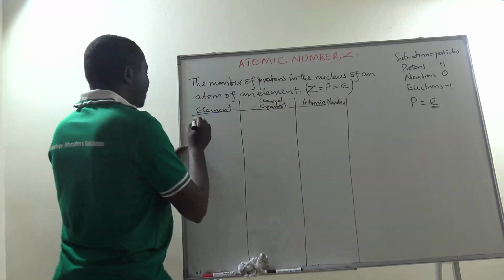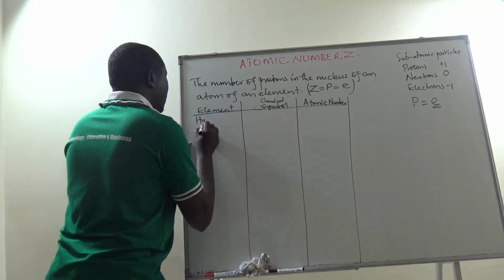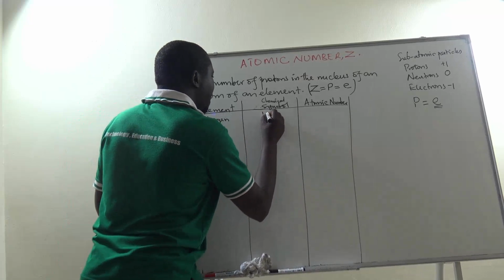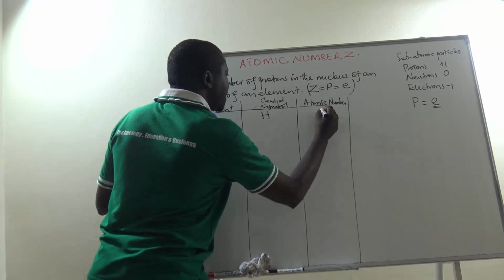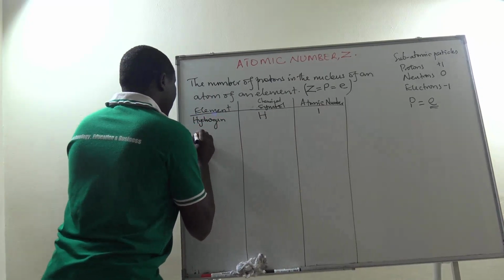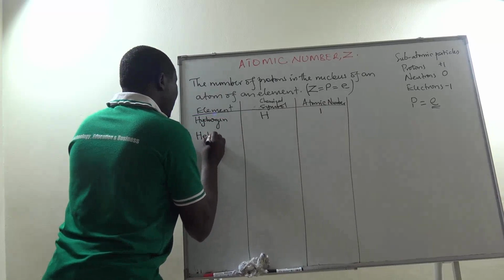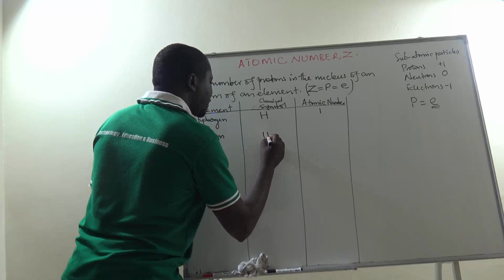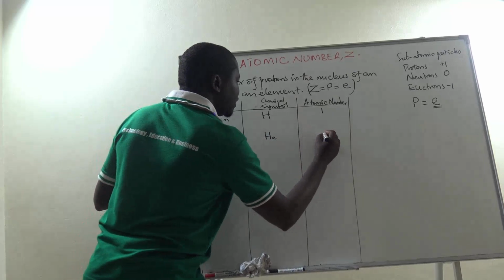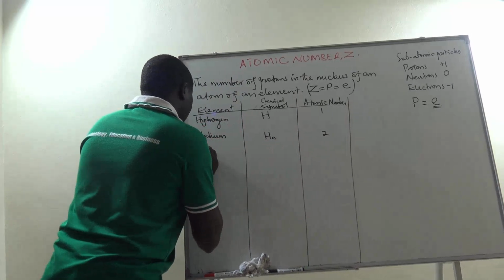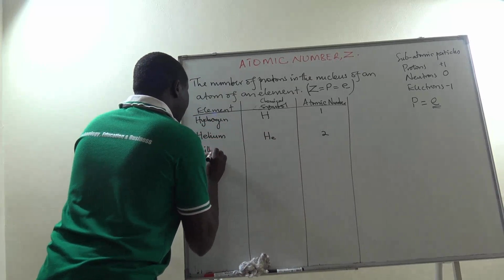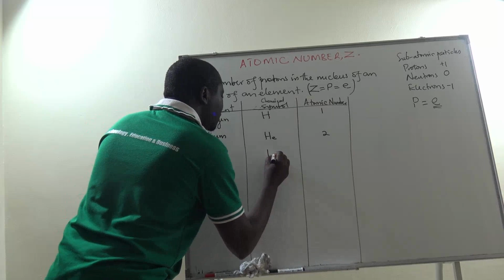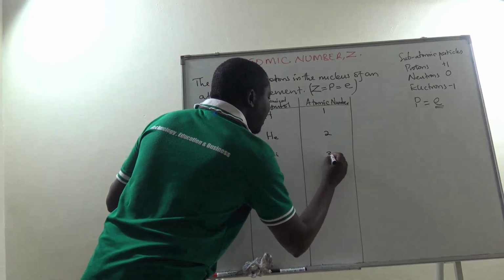So we are starting with the first element, which is hydrogen. The chemical symbol is capital H. The atomic number is 1. Next is helium, with the chemical symbol of capital H, small e. It is number 2. Then we go to lithium, which is capital L, small i, number 3.